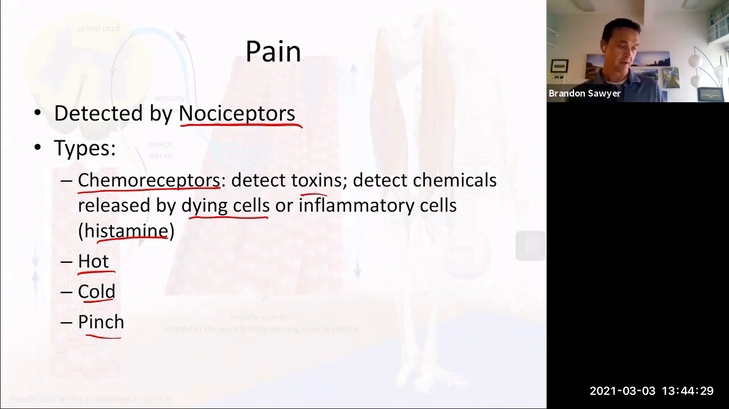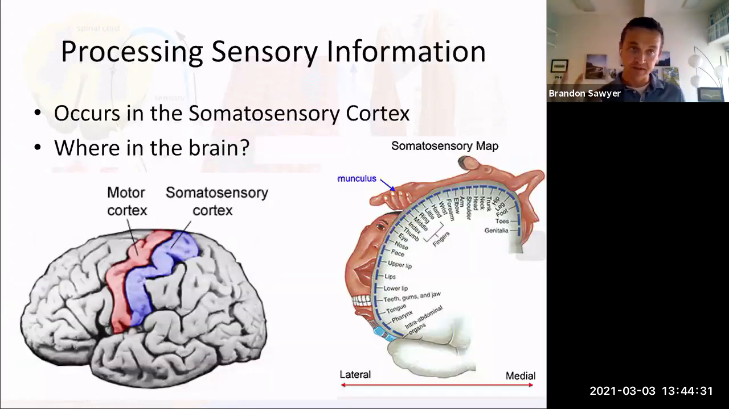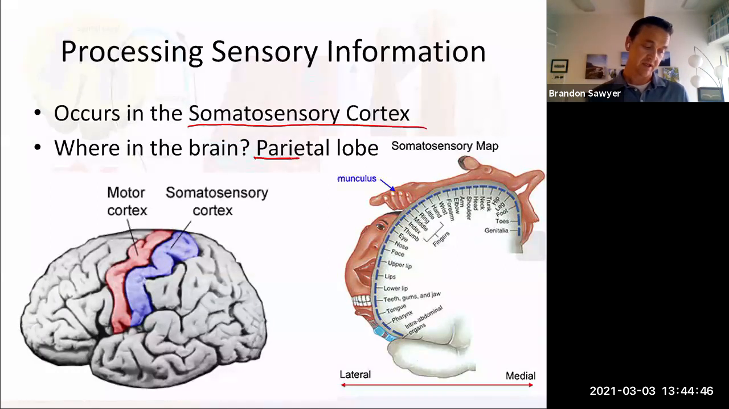Okay. All right, all of this sensory information is going to go to the brain, obviously, and it's going to get processed there, right? So processed in what's called the somatosensory cortex. And where is that in the brain? This is what we talked about last semester, the different parts of the brain. The parietal lobe is where we find the sensory cortex, okay? And we can see that here, right?